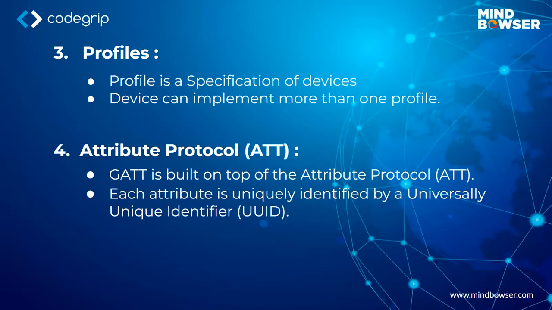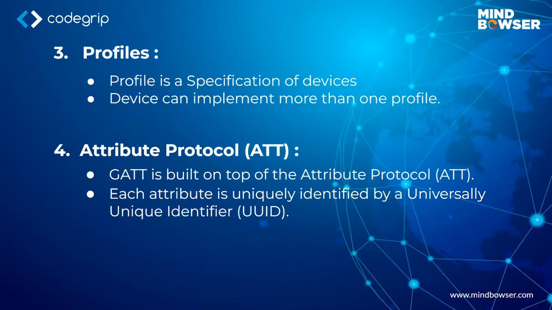Then we'll see the attribute protocol. This one is very important. GATT is built on top of the attribute protocol, and the attribute protocol is optimized to run on BLE devices. To this end, it uses as few bytes as possible. Each attribute is uniquely identified by a universally unique identifier. We call it a UUID.